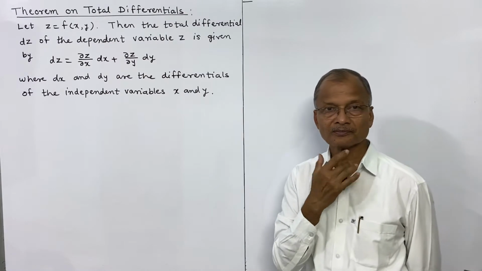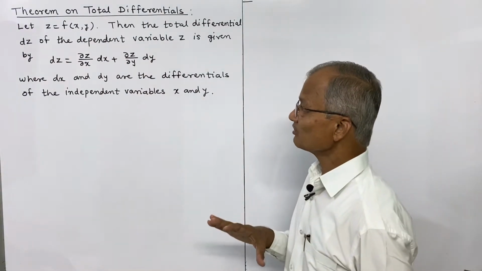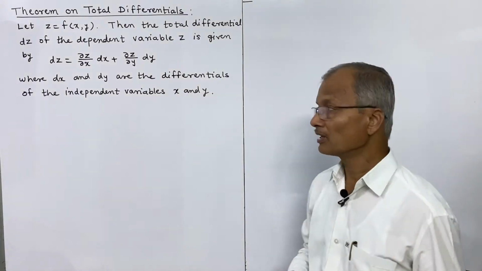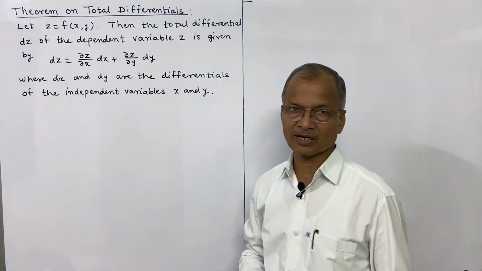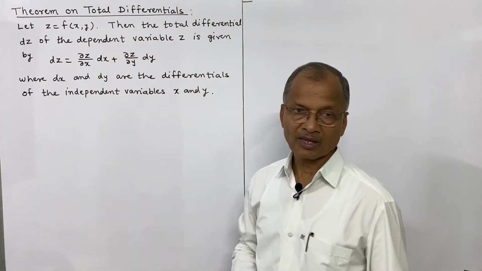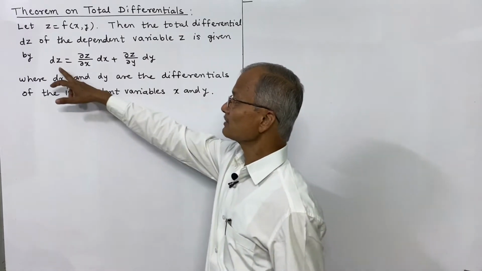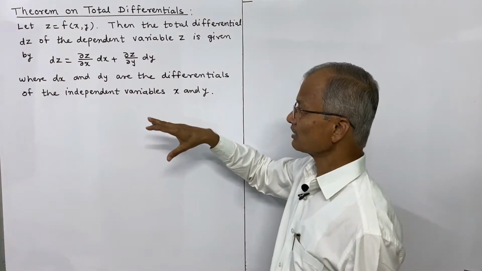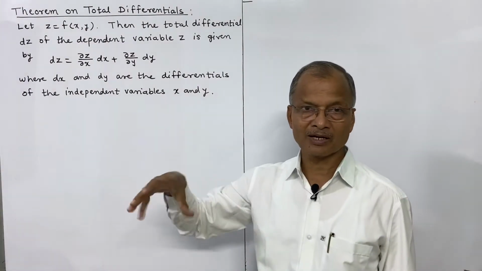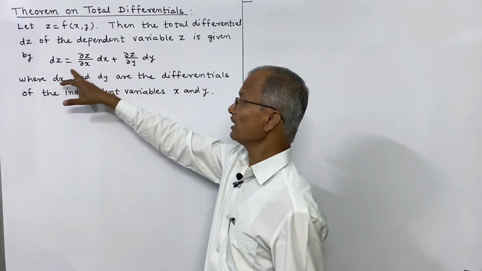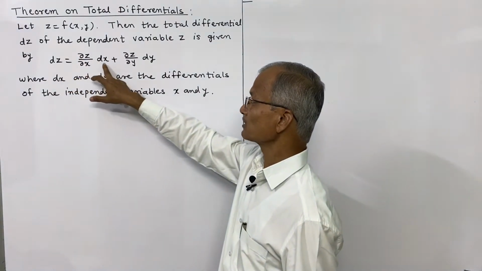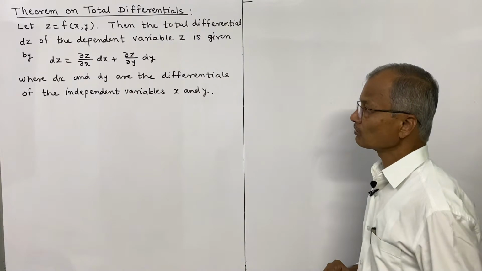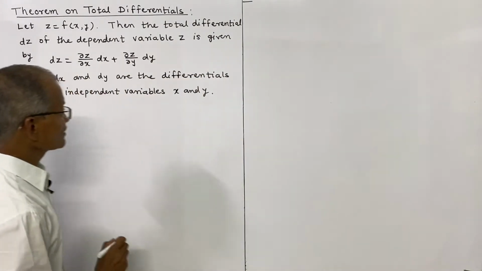So that means the theorem gives a relation between the differentials of the dependent variable and the independent variables, and that involves the partial derivatives of z, the dependent variable, with respect to x and y. So dz is the differential of z. Further we will see what is the difference between change in the variable and differential of the variable. So dz is partial derivative of z with respect to x into dx plus partial derivative of z with respect to y into dy. So that is the relation we want to prove. Now we shall start the proof.